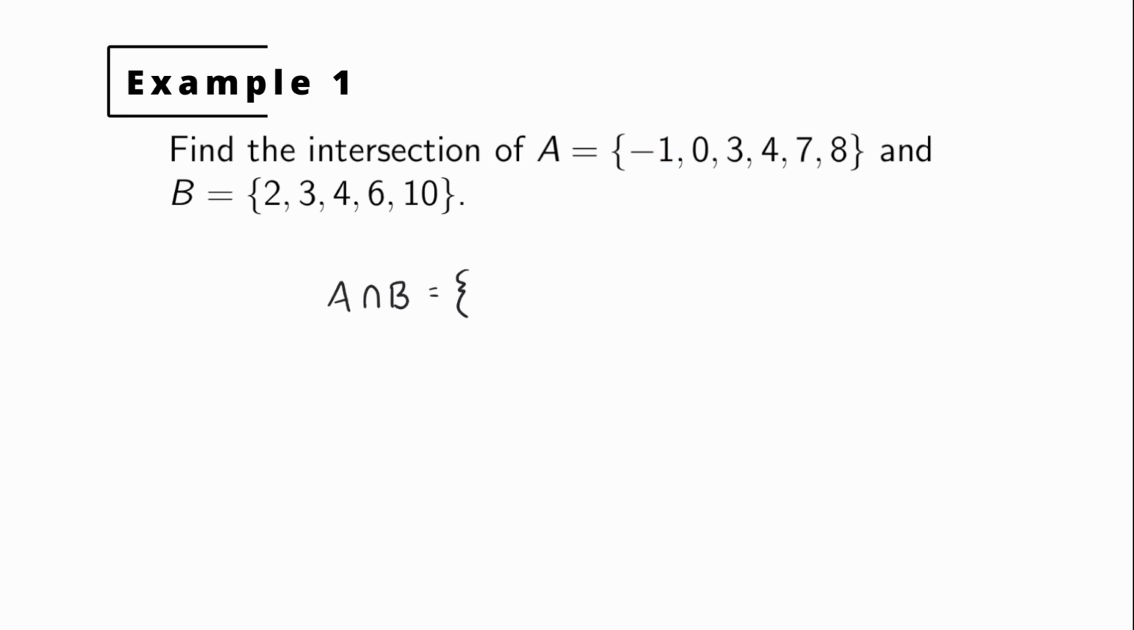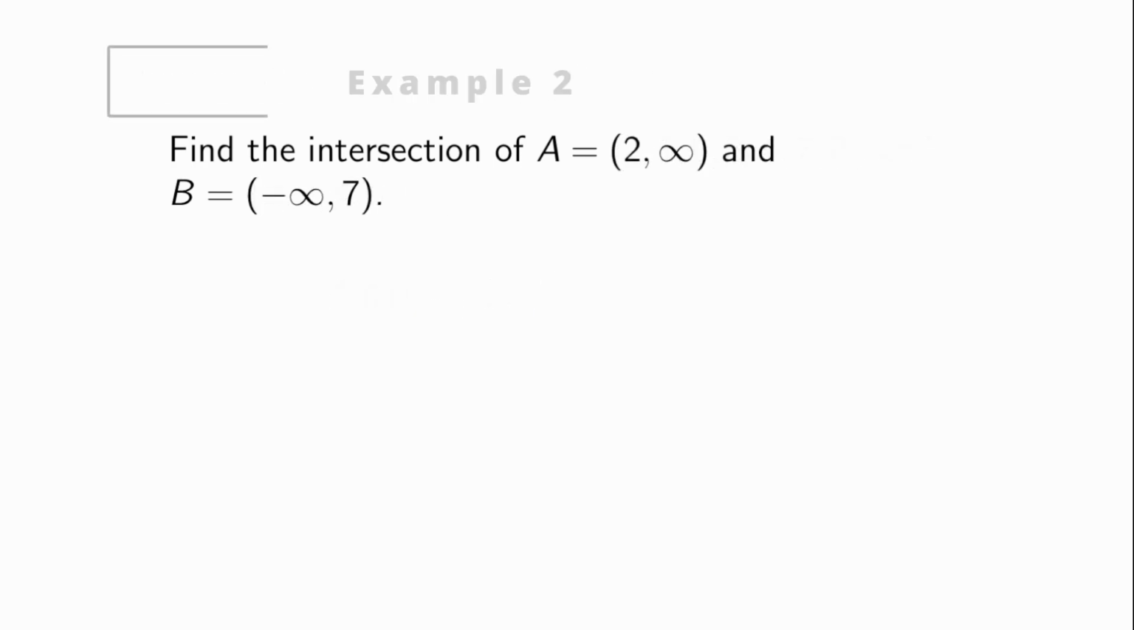So -1 is in A, but not in B, so it's not in the intersection. 0 is in A, but it's not in B, so we do not include it. 3 is in A, and it is also in B, so that is included in the intersection of A and B. 4 is in A, and it is also in B, so we also include 4. Now 7 is in A, but it's not in B. 8 is in A, but it's not in B. And so that's it. We found all of the elements that are both in A and in B. It's just 3 and 4.